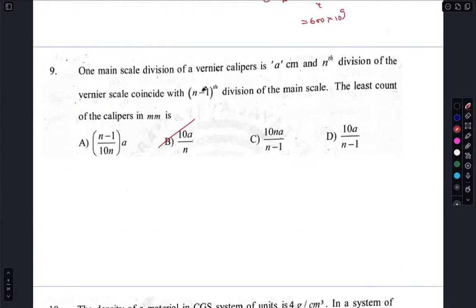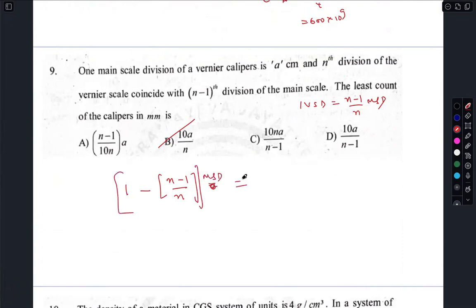One main scale division of a vernier calipers is a centimeter, and the nth division of the vernier scale coincides with the n minus 1 division. One vernier scale division is n minus 1 by n main scale division. The least count is 1 minus n minus 1 by n, times the main scale division, don't forget that. So therefore, the answer is 1 by n times main scale division.